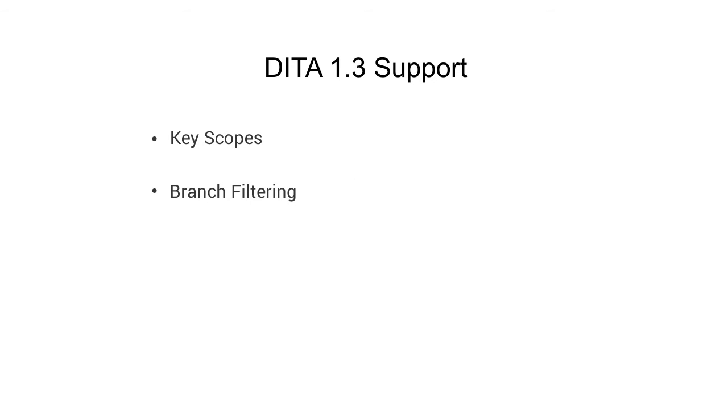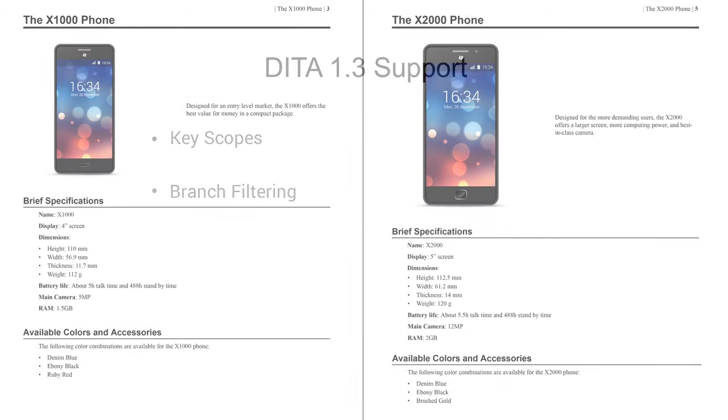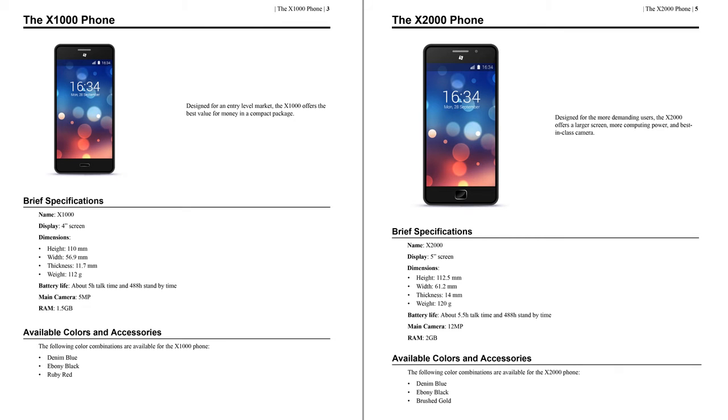With the launch of version 17.1, oXygen XML introduced support for DITA 1.3. This demonstration will focus on two of the DITA 1.3 features, namely key scopes and branch filtering. The goal of this demonstration is to show how we can use some of the features of DITA 1.3 to reuse content as much as possible in order to produce a brochure for a line of products.